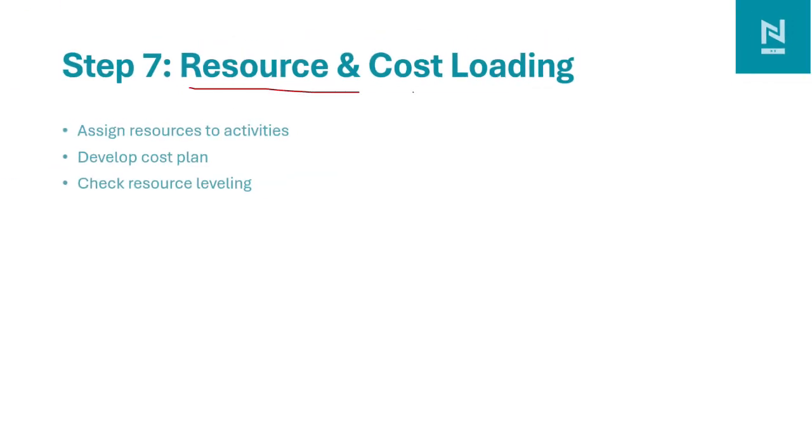Another step is resource and cost loading. After we get the activities in the project, we assign resources to the activities. What resources do we need? What costs do we need to complete it? And we develop a cost plan for it. We also make sure that the resources are not over-allocated in the project. If resources are over-allocated, then we do resource leveling or increase the number of resources in the project accordingly.